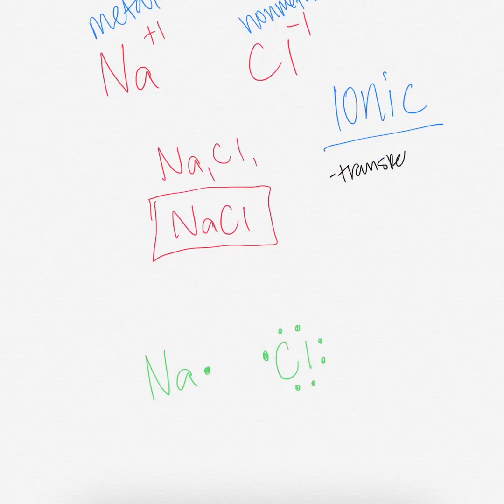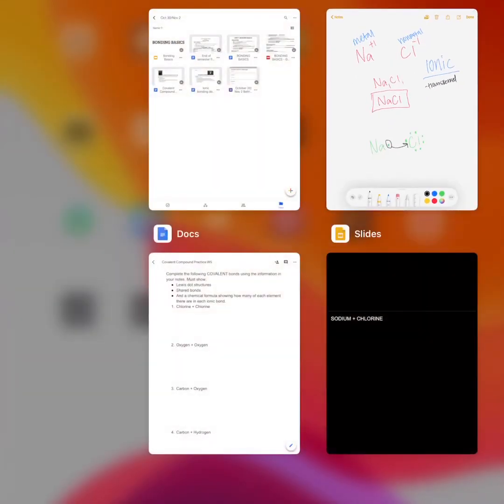Now, because this is an ionic, that means that electrons are being transferred. So to show that, I'm going to circle my electron and just show that it's going to go to chlorine. So sodium's going to give up its electron to become stable. Chlorine wants to gain an electron to become stable. So these can form a bond. Okay.